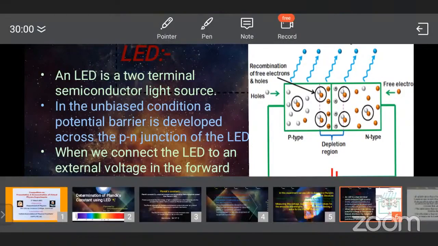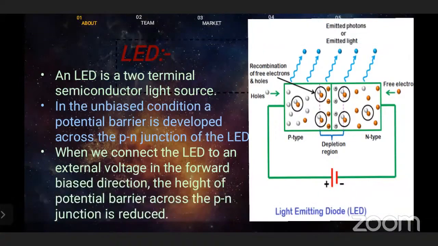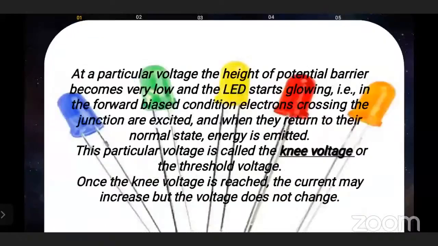In unbiased condition, a potential barrier is developed across the PN junction of the LED. And when we connect the LED to an external voltage in forward bias, the height of the potential barrier is reduced, and at a particular voltage the height of the potential barrier is very low, and the LED starts to glow. The voltage at which the LED starts to glow is known as the knee voltage. Once we reach the knee voltage, the current may increase, but the voltage does not change.